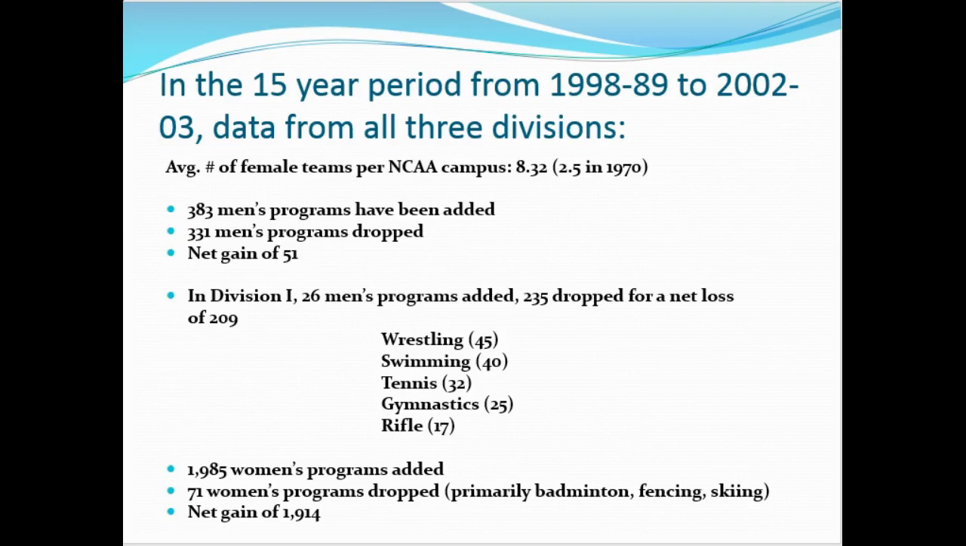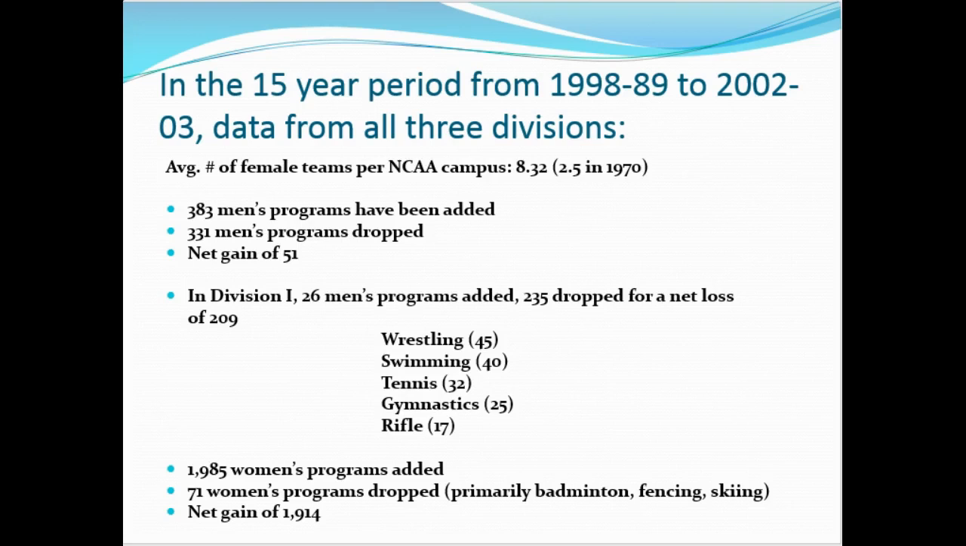For the next slide, we're going to look at a report done by Acosta and Carpenter. It's a 35-year study about women in intercollegiate sports from 1977 through 2012 and 2014. And you can see the average number of female teams per NCAA campus at about 8.3. That's gone up from 2.5 in 1970.